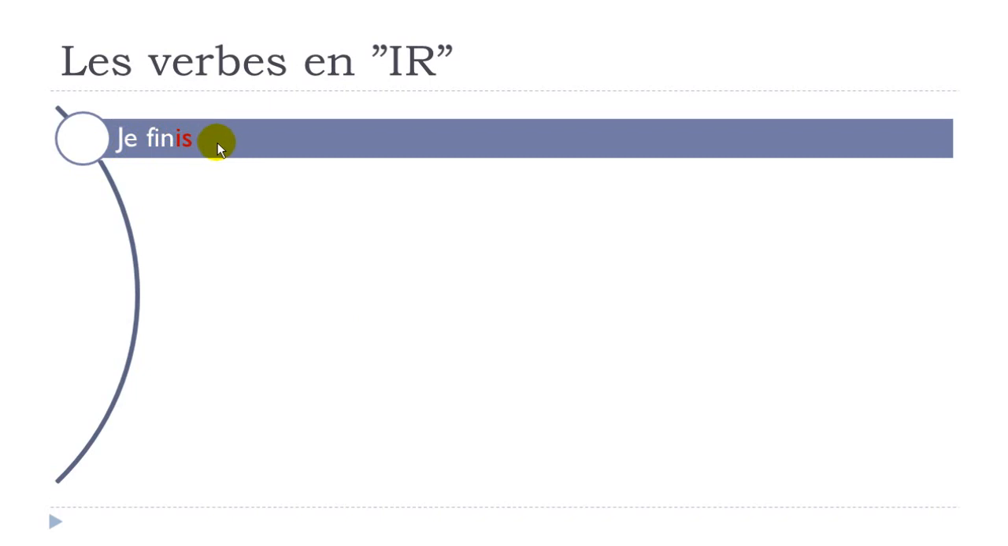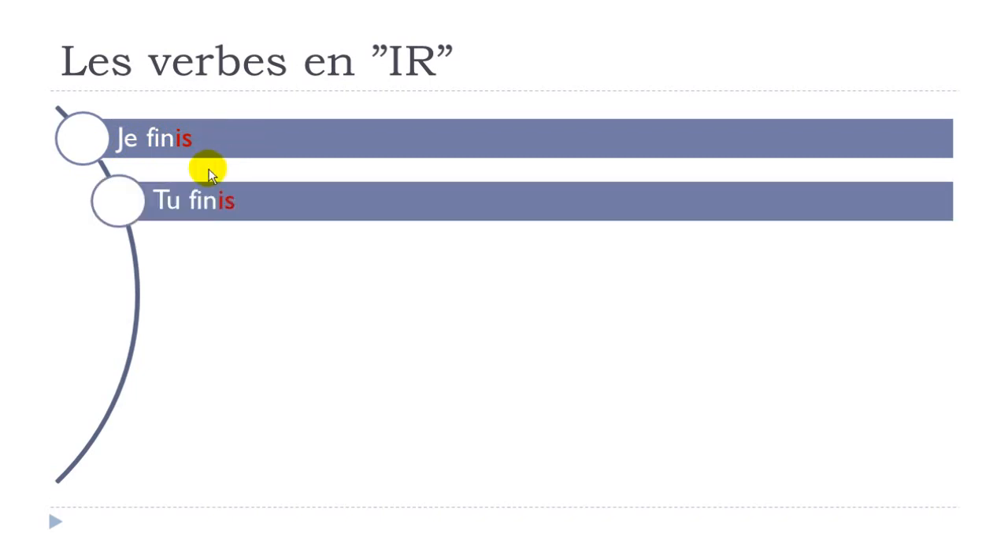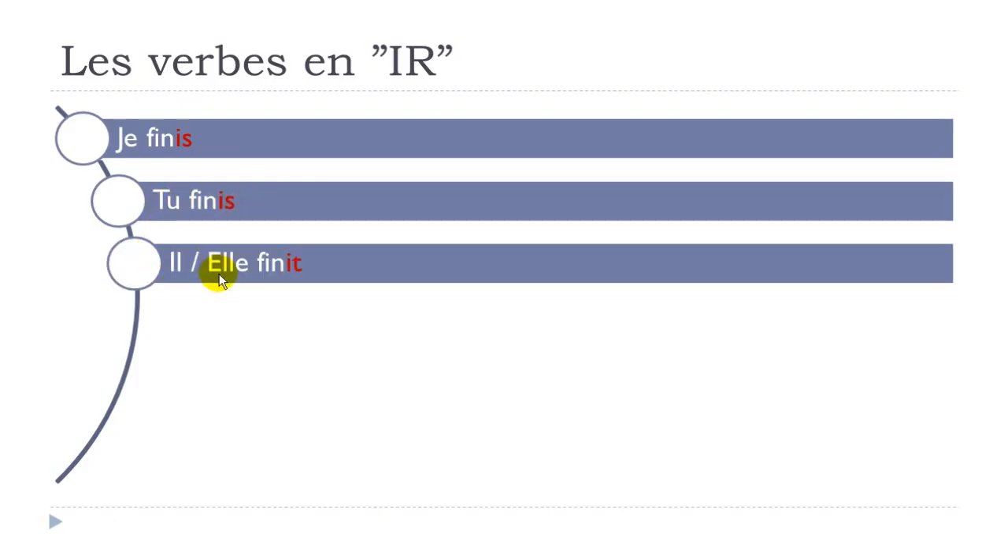Je finis. Tu finis. So IS as well, like we had for je. Same way to pronounce it: you don't pronounce the final S. Tu finis. Il, elle finit. So IT, the final T is not pronounced. Il, elle finit. So je finis, tu finis, il finit. Phonetically, it's exactly the same form for these persons.